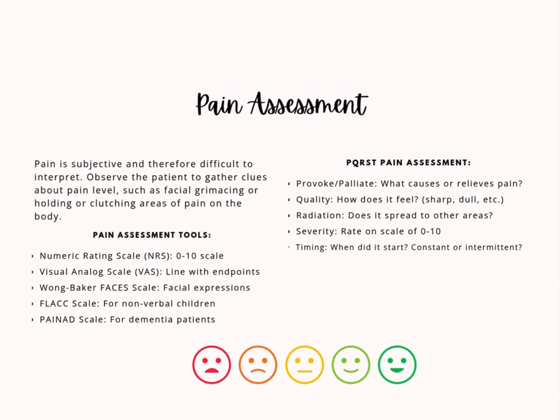You can have a visual scale, especially for children. We can use the Wong-Baker FACES scale for children. When we are assessing pain, if that's what they're coming in for, we get a number, obviously, but we can use the PQRST pain assessment. So P is provoke, so what causes the pain or what makes it better. Q is quality, how does it feel? Is it sharp? Is it dull? Is it achy? Those are some terminology. R is radiation, does it spread to other areas? Do you feel it somewhere else? S is severity, that's on that 0 to 10 scale. And then T is timing, when did it start? Is it constant or is it intermittent, meaning does it come and go?